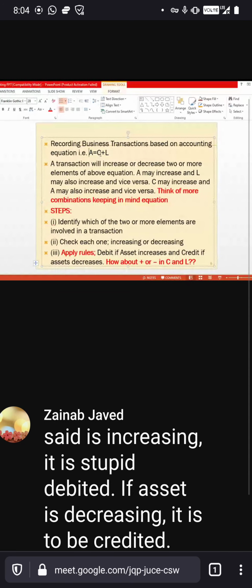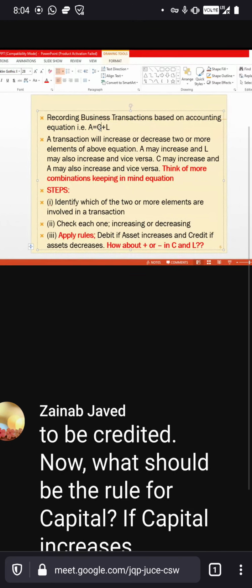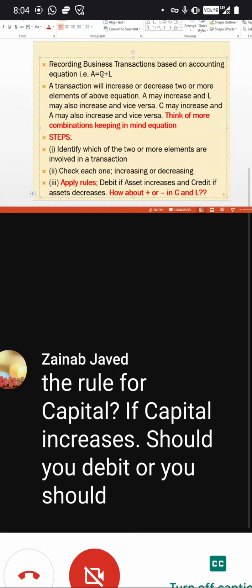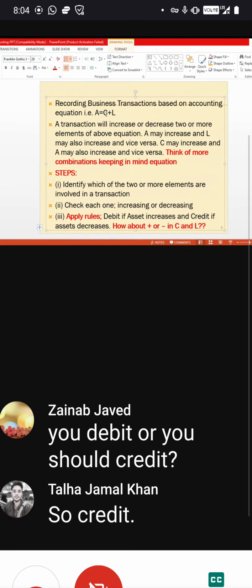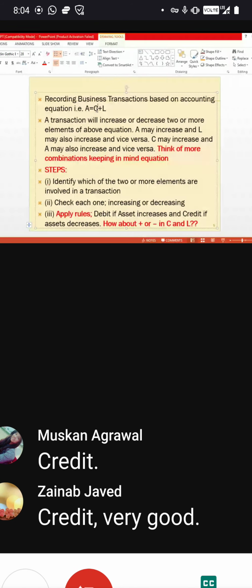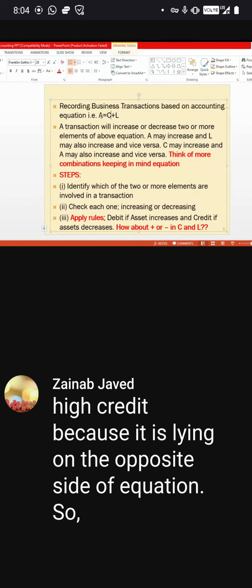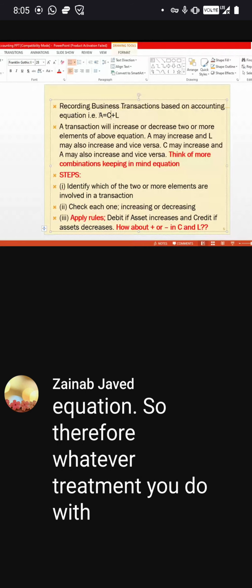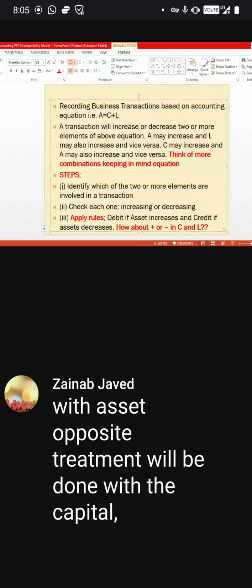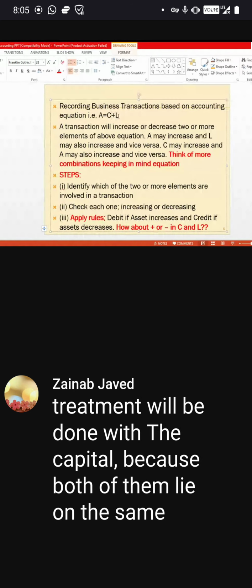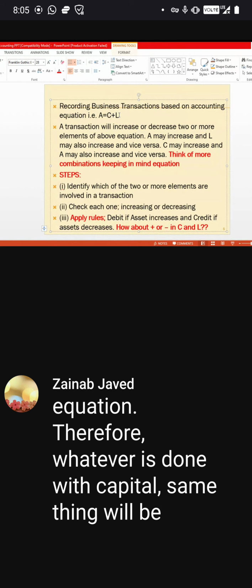Now, what should be the rule for capital? If capital increases, should you debit or should you credit? So credit. Very good. Why credit? Because it is lying on the opposite side of the equation. So whatever treatment you do with asset, opposite treatment will be done with the capital, because both of them lie on the same side of the equation. Therefore, whatever is done with capital, the same thing will be done with liability.